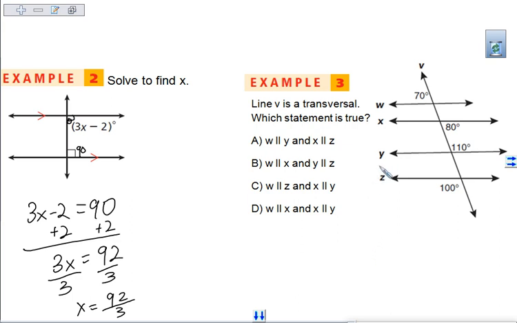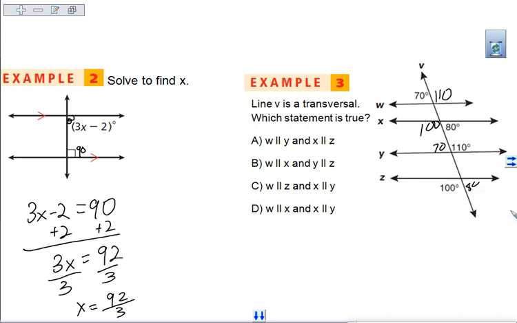And our last example on the notes. Line V is a transversal. Which statement is true? Anytime you have a picture like this, with one line going through several other lines, I need you to find the linear pair that goes with each of these angles. So I need you to find its supplement. So what is 180 minus 70? 110. What's 180 minus 80? 100. What's 180 minus 110? 70.